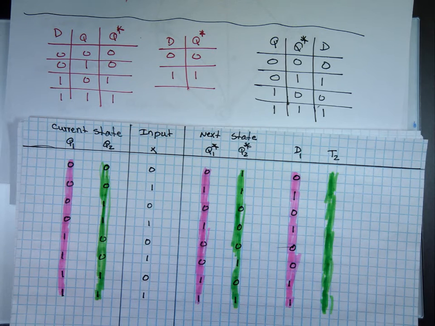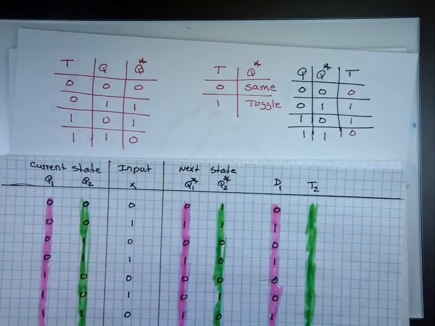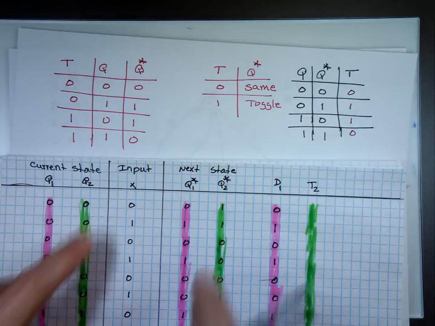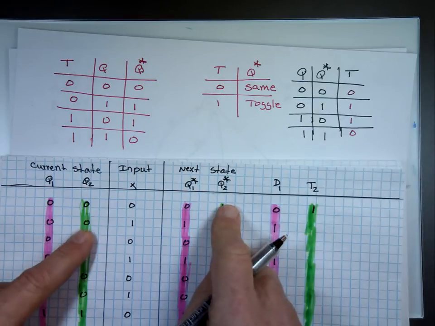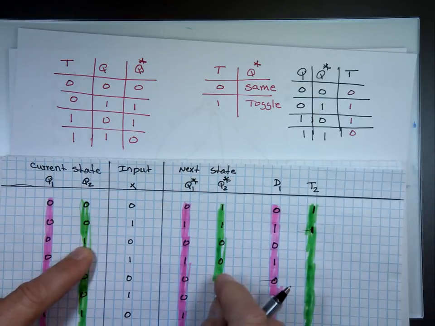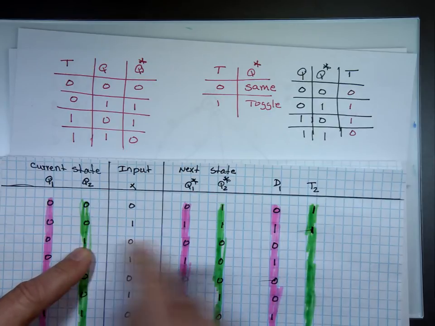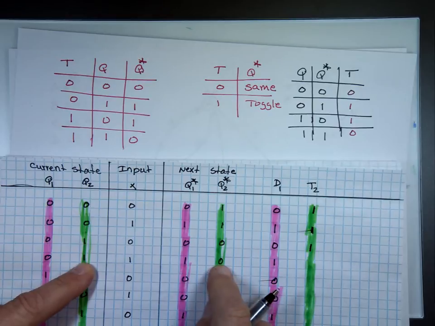Color makes it easy on the eye where to look for them, especially when you have a lot of these. So this is the T flip-flop. Let's look at the first one, 0 to 1. That looks like a toggle. 0 to 1, that's a toggle. 1 to 0, that's a toggle. 1 to 0, that's a toggle.